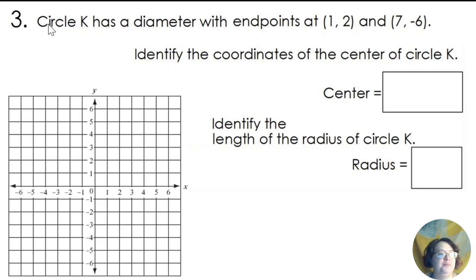Here we have, for number 3, circle K has a diameter with endpoints at (1, 2) and (7, -6). Identify the coordinates of the center, and then we're also going to identify the length of the radius. Here, I don't have the circle graphed for me, so I have to use the endpoints it gives us. (1, 2) and (7, -6). I'm going to connect those points. So there's my diameter of my circle.